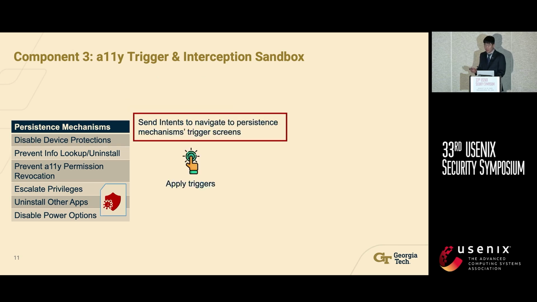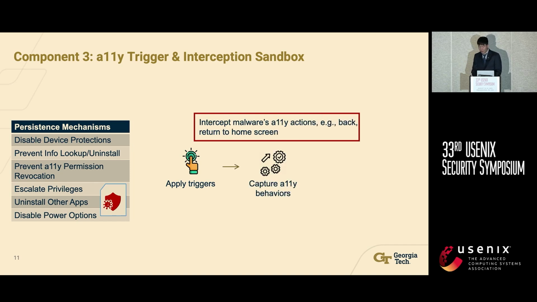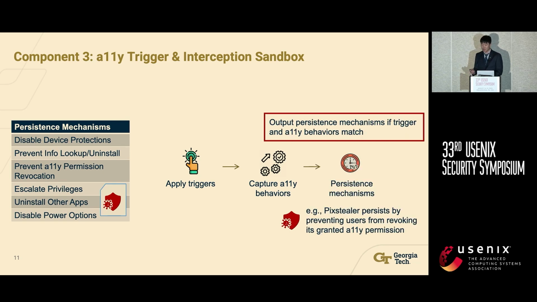So what Diva does is first apply the triggers by sending intents to navigate to the persistence mechanism's trigger screens. And then Diva captures its ally behaviors by intercepting the malware's ally actions, such as pressing the back button or returning to home. And finally, Diva outputs the persistence mechanism if both the trigger and the ally behaviors are present. So in the pig stealer case, we say it persists by preventing users from revoking its granted ally permission.